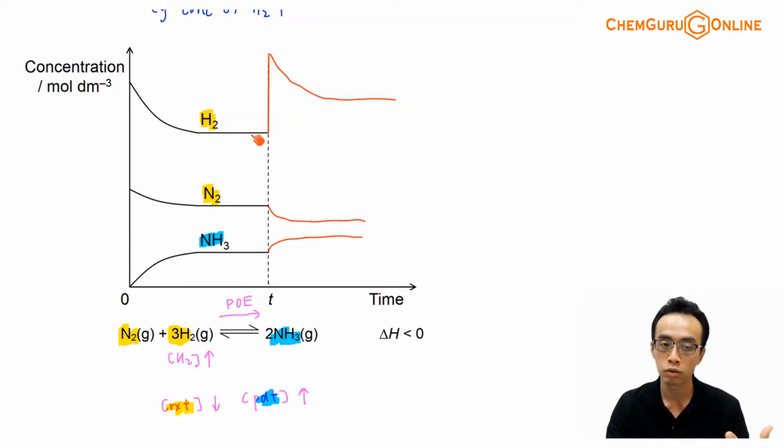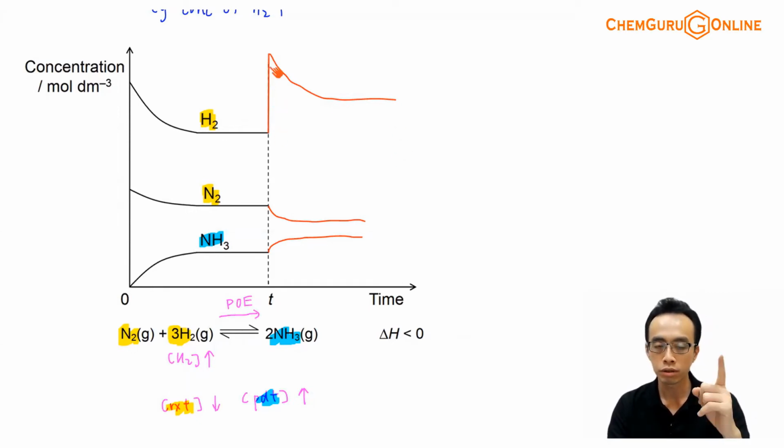Because what the system can do is try to remove the hydrogen, but it cannot remove it 100%. It can only remove part of the change imposed. I increase the amount of hydrogen by so much, I can only remove part of it. So we cannot draw this decrease in the concentration back to the same level. We cannot do that. I cannot draw the decrease in the concentration to below the original level. We also cannot do that. I think this is important when we are drawing this graph.